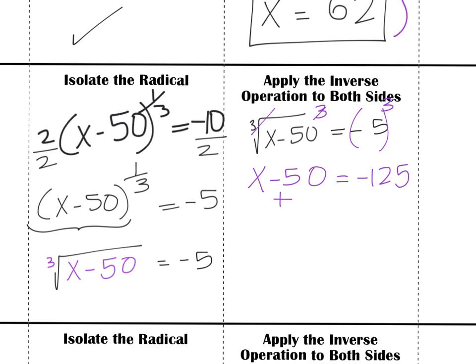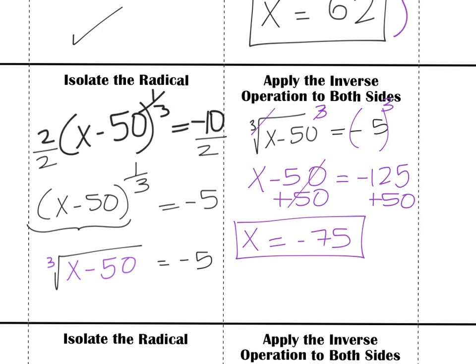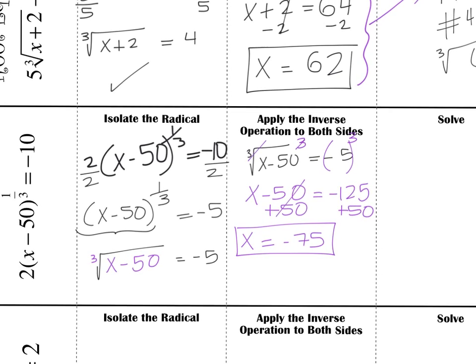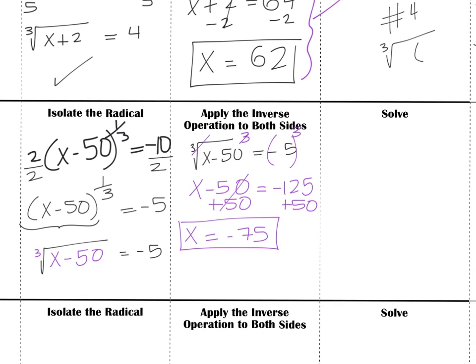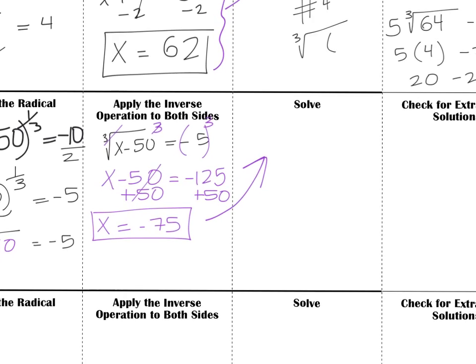Now to solve for x, I need to move the negative 50 to the other side by adding it. So x is equal to negative 125 plus 50, that's a negative 75. Now once I get x equals negative 75, I need to double check that I'm doing the correct work. I did the whole work in this column again. I need to pay more attention.